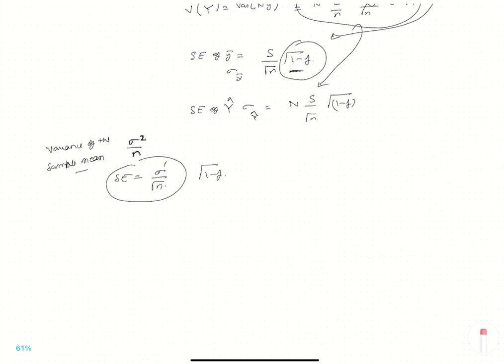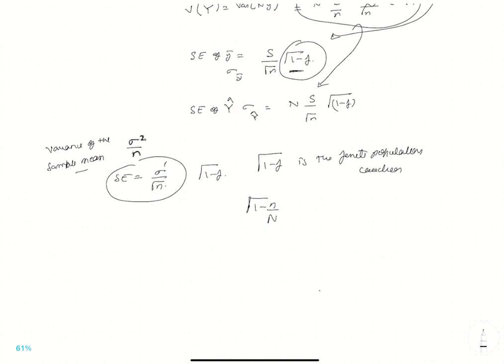So this term, 1 minus f, is called the finite population correction, and you can see that since this is the square root of 1 minus n upon N, if n is very small relative to N, this value becomes just 1, and this whole thing becomes S upon root n. So the standard error of the sample mean just becomes sigma upon root n.